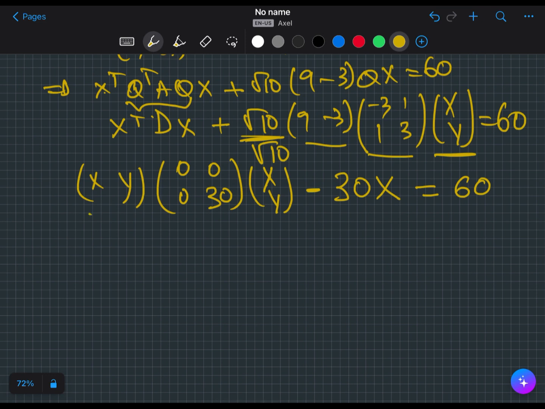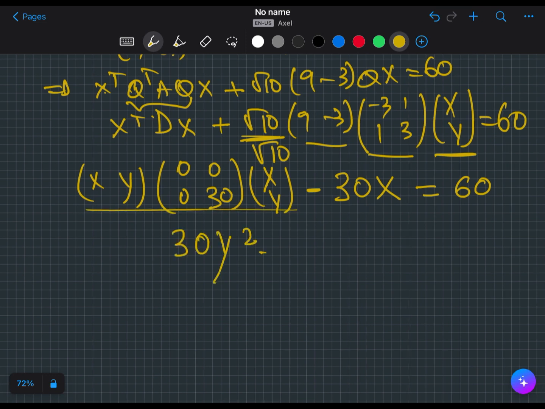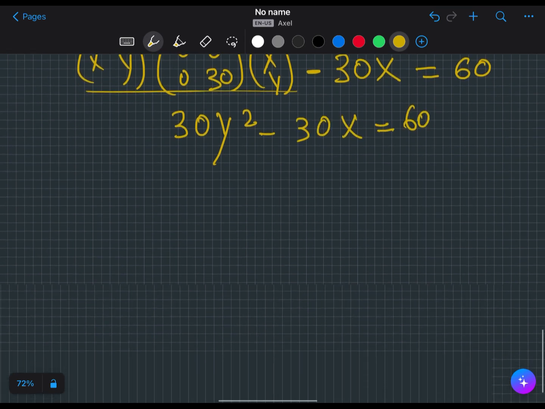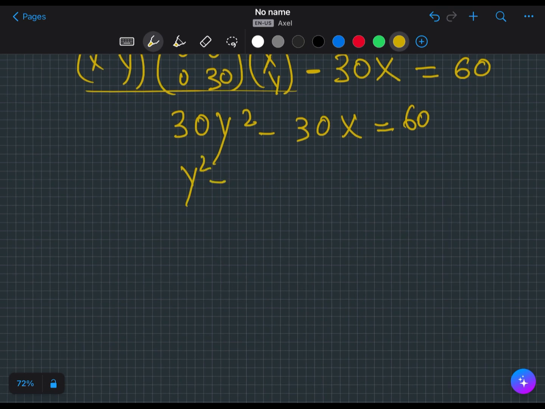And if I do the multiplication of this, it will give me 30y squared minus 30x equals 60. Simplifying everything by 30, I have that this equals 2. So it means that my equation is y squared minus x equals 2. So what is this? This is a parabola.